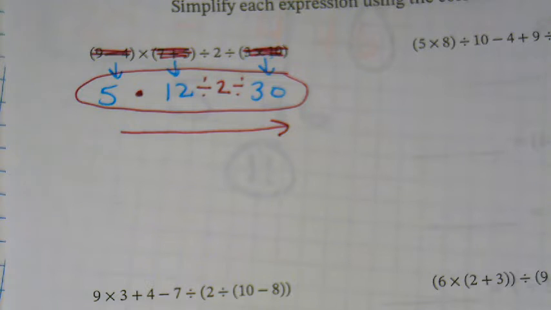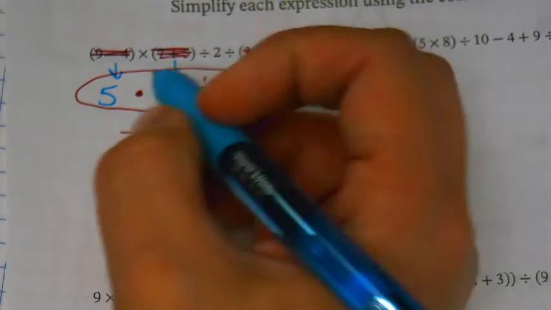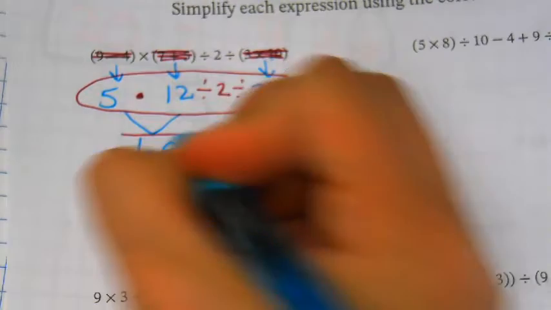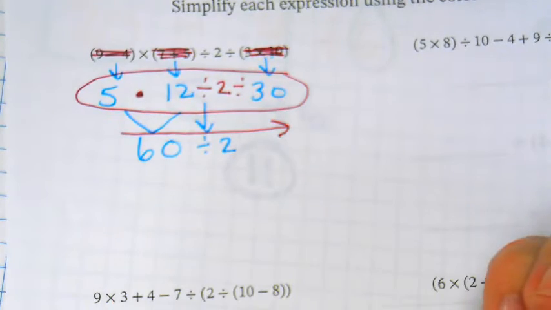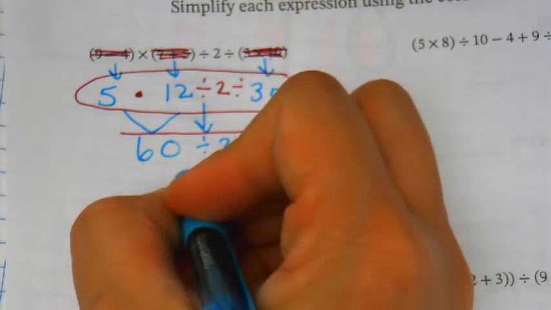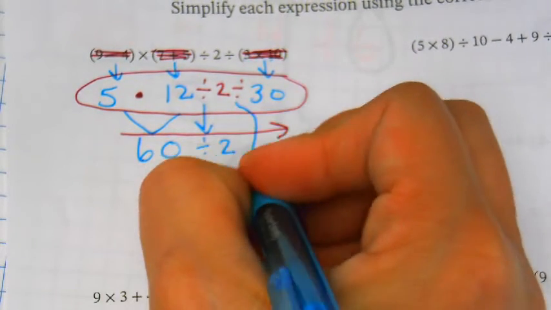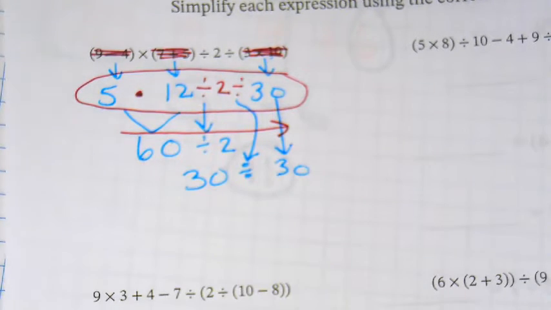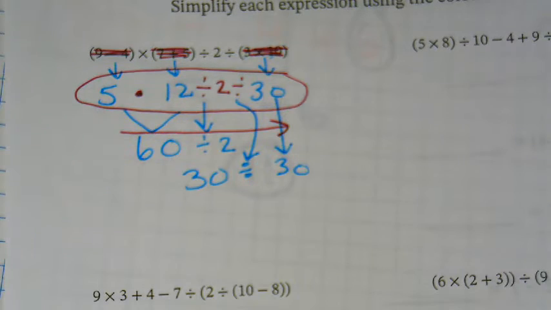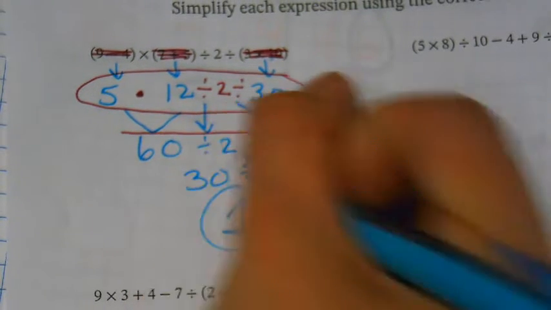5 times 12. I don't know. Let me look at my multiplication table. And you get 60. So this gives you 60. Now I'm going to bring my divide by 2. 60 divided by 2 is 30. Now I'm going to bring my divide by 30. What's 30 divided by 30? 1.